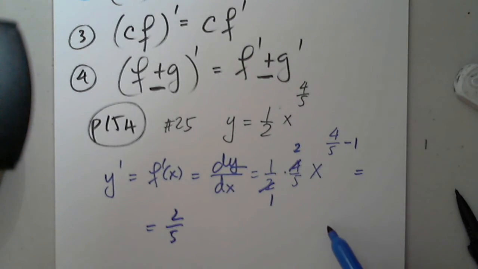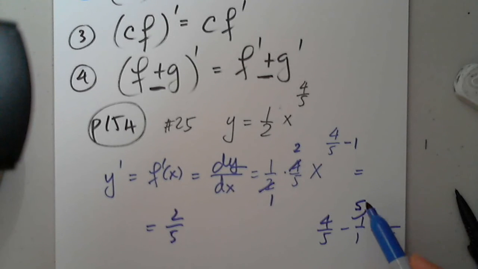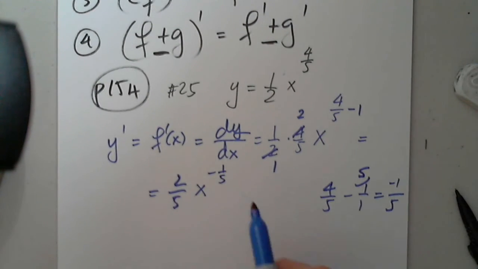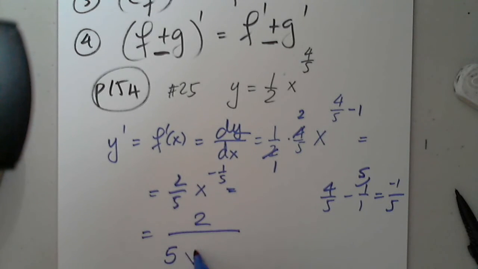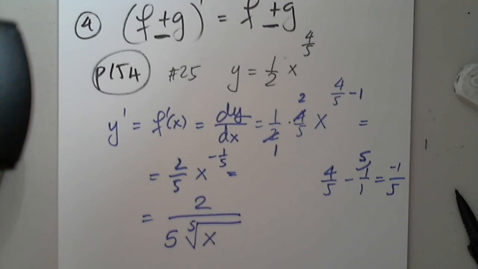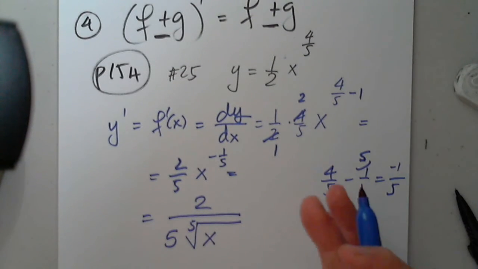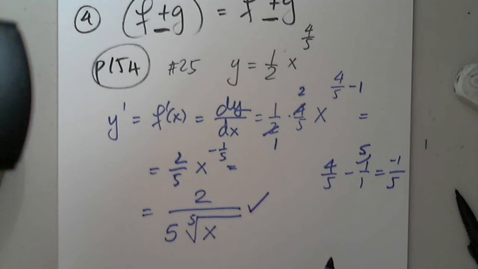4/5 minus 1, again 4/5 minus 1 over 1, the least common denominator is 5, and you need to multiply this by 5. So 4 minus 5, negative 1. So then x raised to negative 1/5. You can rewrite it if you wanted to as 2 over 5 times the 5th root of x. We reviewed these properties. Yes, you can also rationalize, but this is good enough for now.